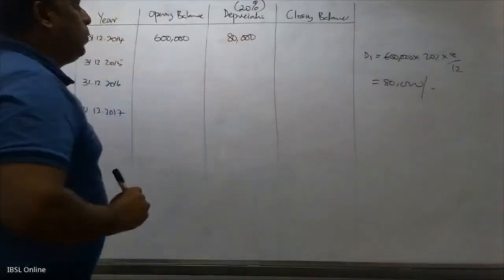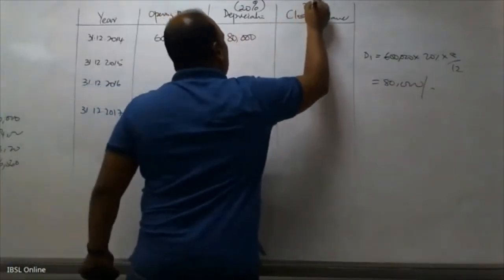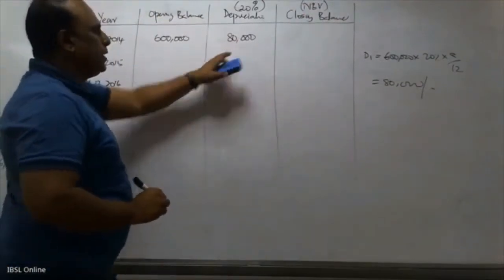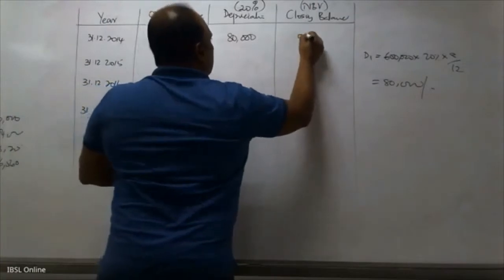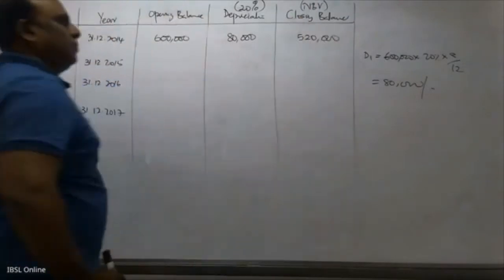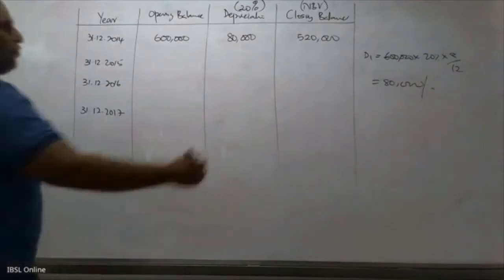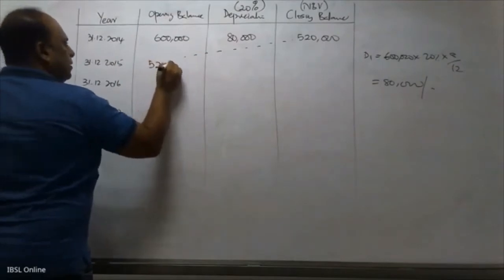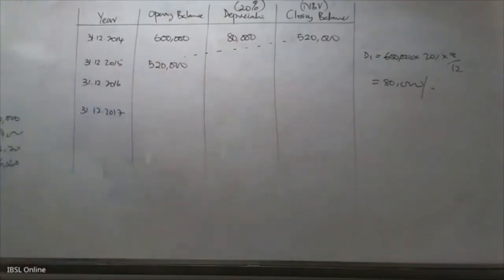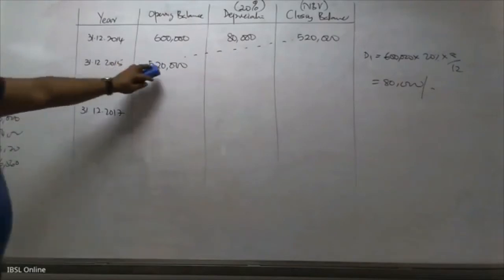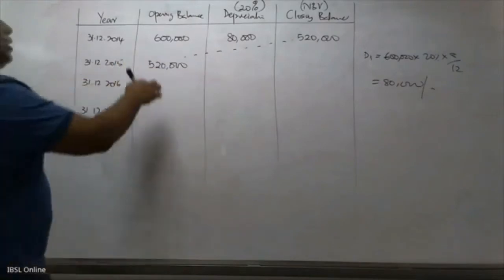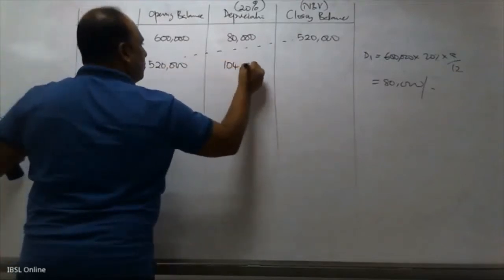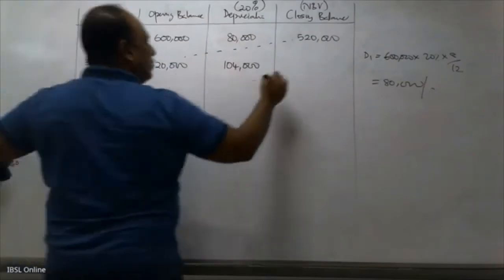Now what is closing balance? Closing balance means the net book value. So cost minus depreciation will give you 520. Now this 520 will be the opening balance in the next year. Right? So now what is this? This is actually the net book value. So you calculate the 20% on this 520, which is 104. So you get 416.